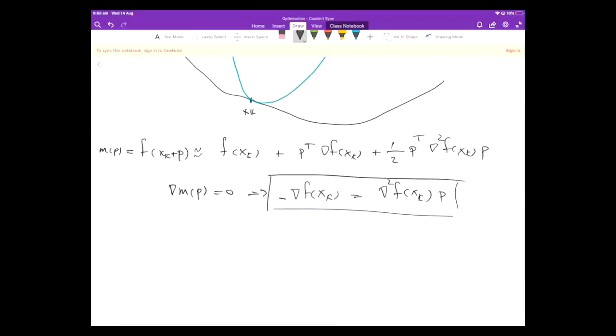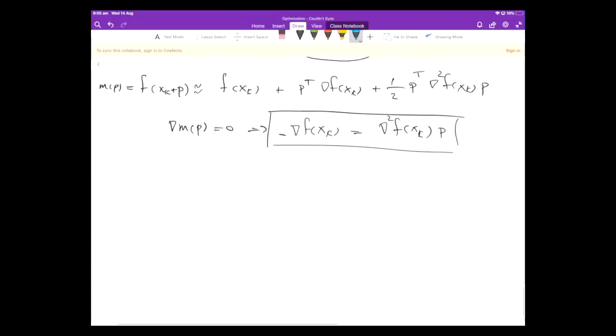Now, as I said, this is using Taylor's theorem, but I can come up with another type of approximation. I can replace this with some generic matrix Bk.